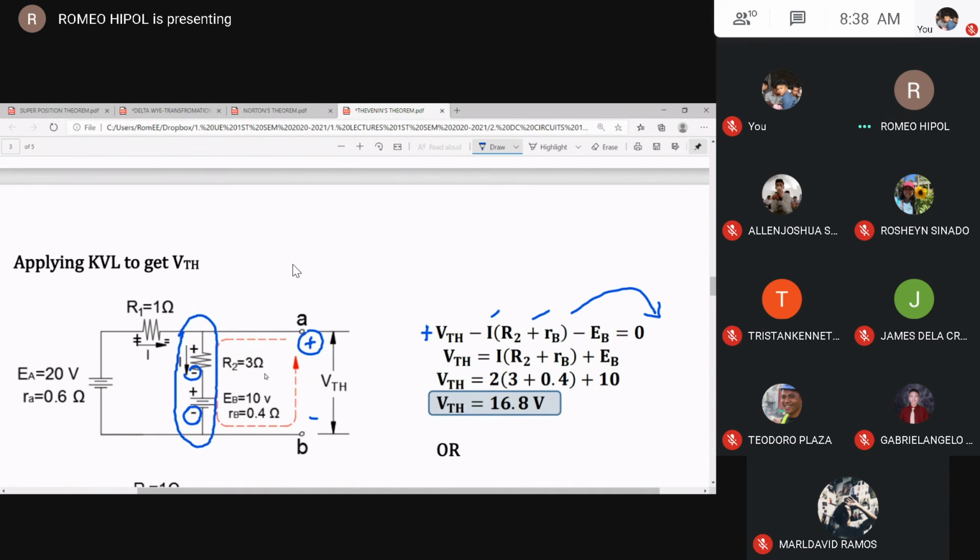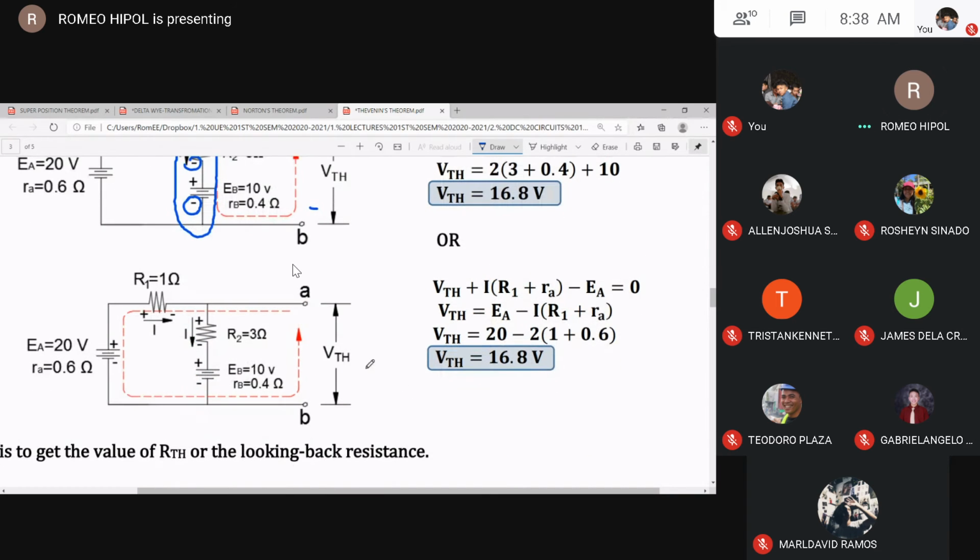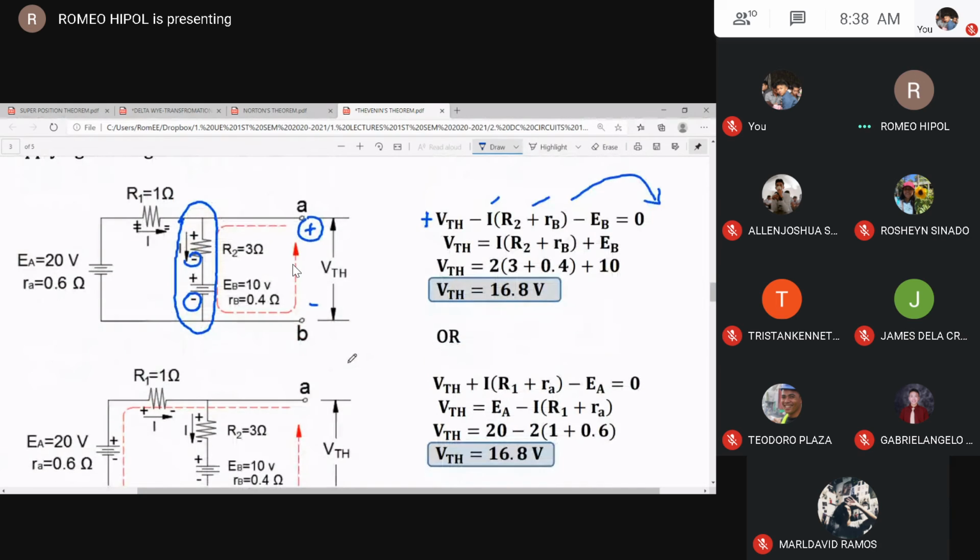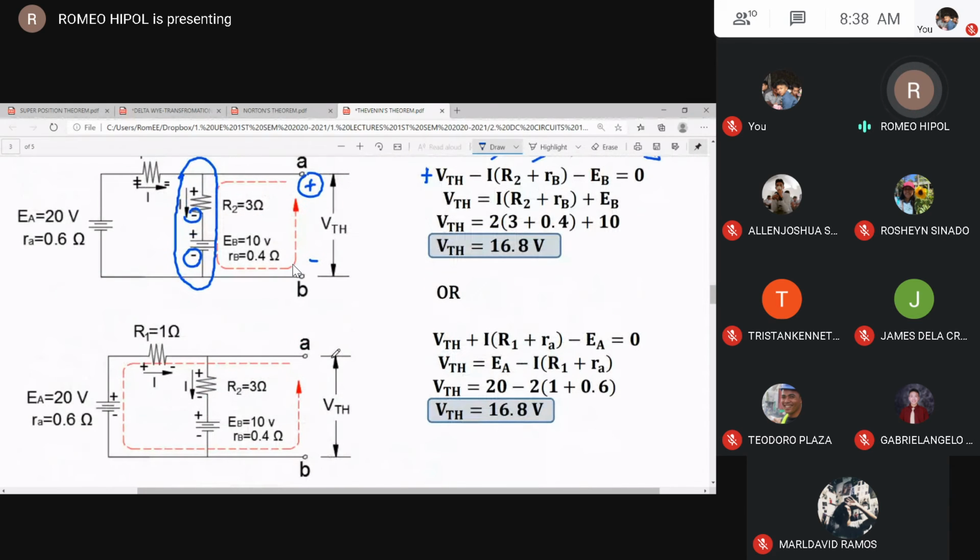Naintindihan? Kumbaga ito yung voltage at this terminal. Naintindihan? Kumuha kayo ng voltmeter, ito yung makakompute or yung measured value at this terminal. Okay. Another approach to get the Thevenin's voltage.